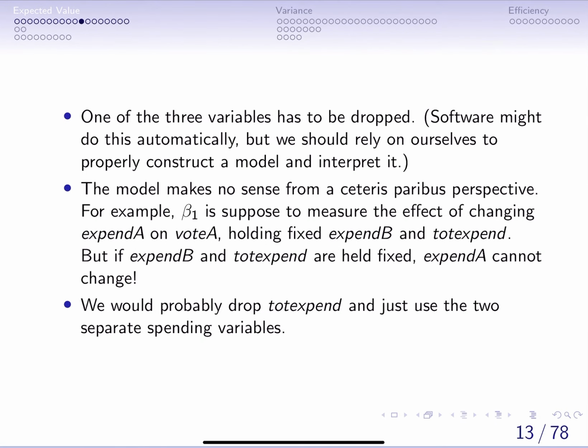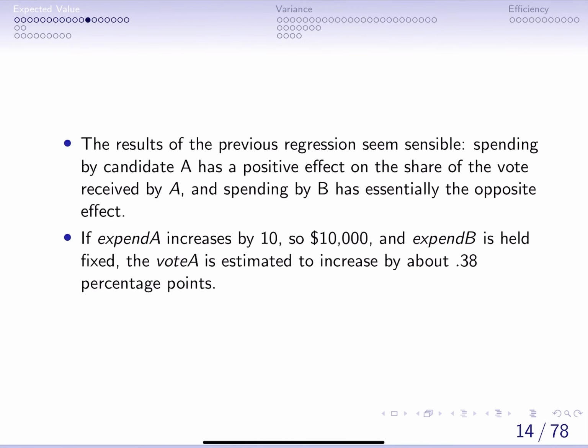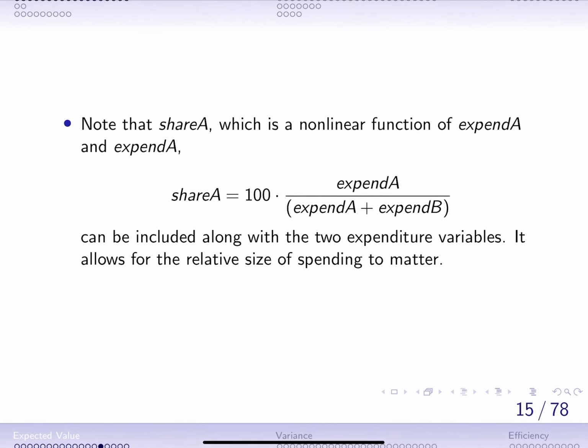One nice thing is, well, we want to keep this in mind when we're running our regression, but if we did run our regression with these mistakes, then the software, whether you're working in R or Stata or Python, might automatically drop these variables. But what I want you to do is to rely on yourselves to properly construct the model and interpret it. So you should never construct a model that's incorrect in the first place. We can interpret this later.